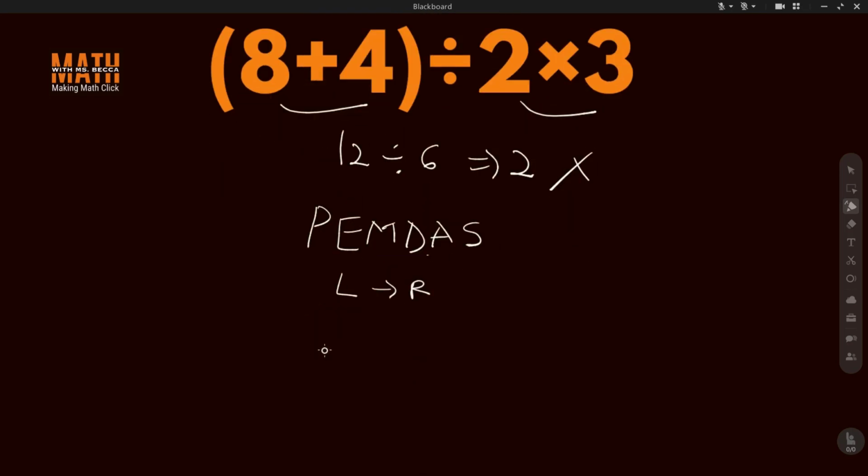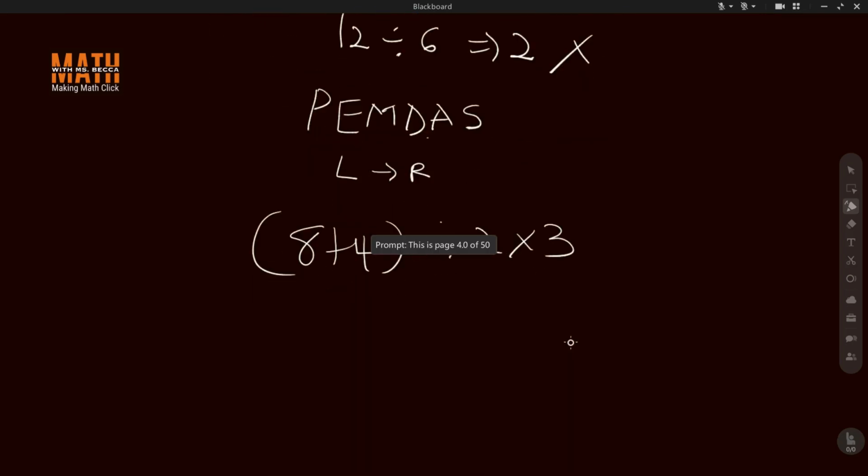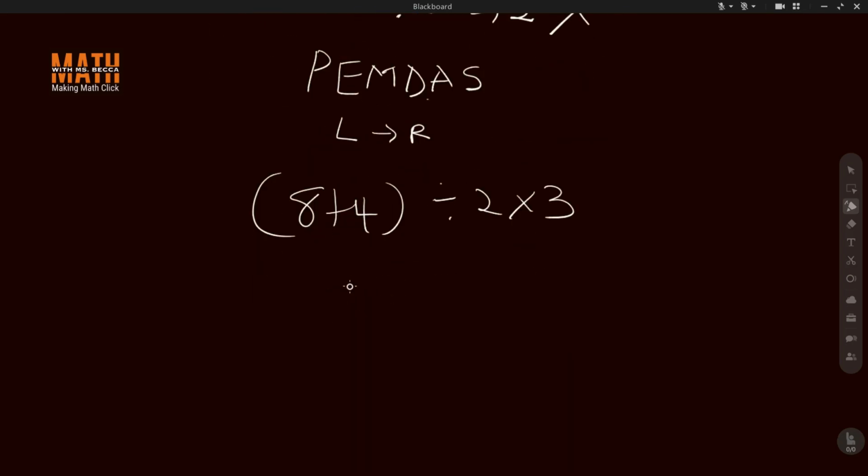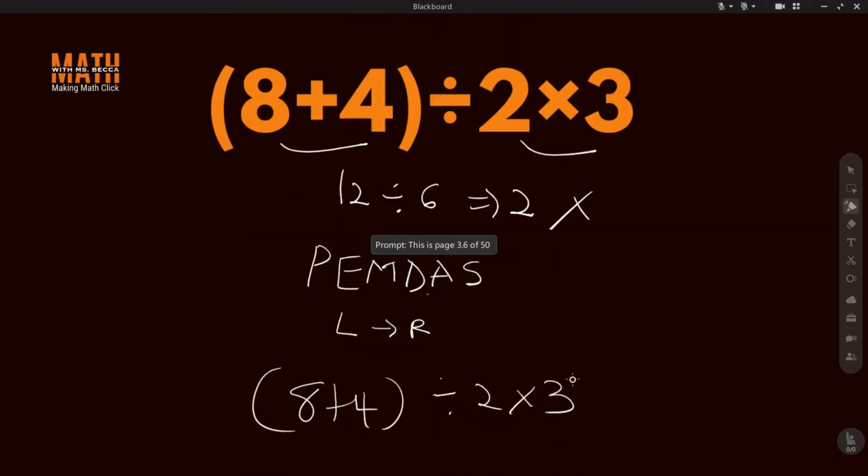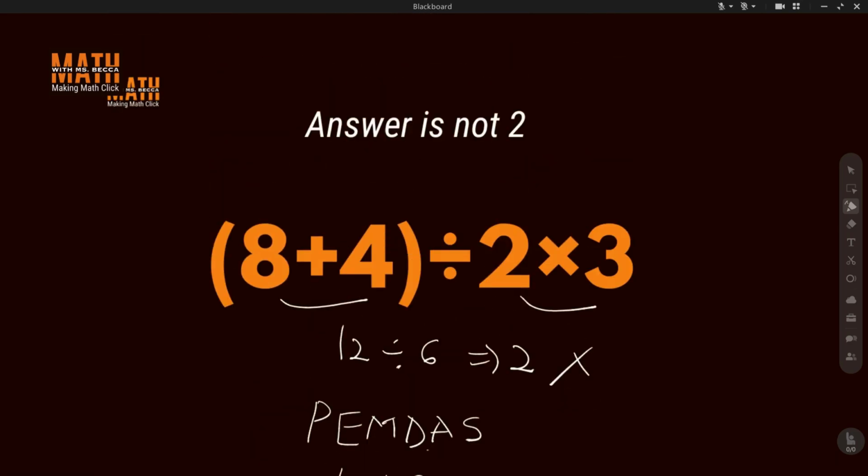So back to our question, we have 8 plus 4 then divided by 2 times 3. Yes, we are going to solve what we have in the bracket first. So this will give 12 divided by 2 times 3. So we have to solve from left to right. 12 divided by 2 will give 6, and 6 times 3 is 18. So the correct answer to this question is 18 and not 2.